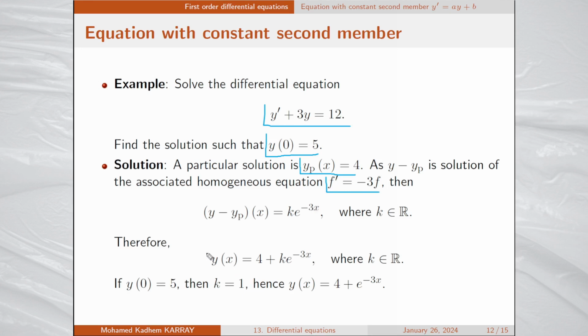So finally, we get that the general solution of our equation is 4 plus a constant k exponential minus 3x. So if y of 0 equals 5, this gives that k equals 1, and hence we get y of x equals 4 plus exponential minus 3x.